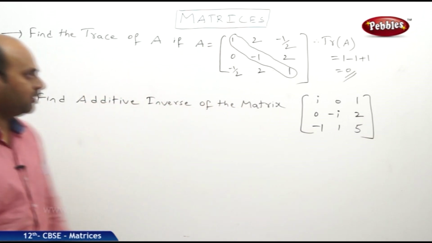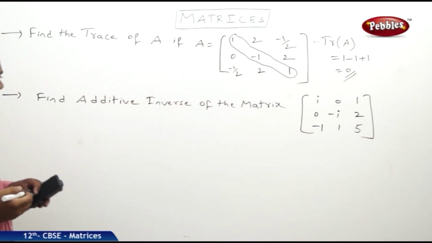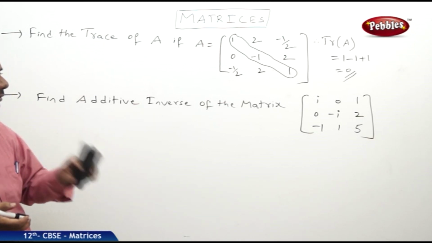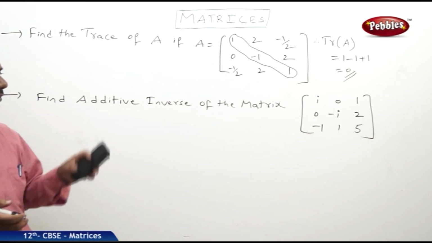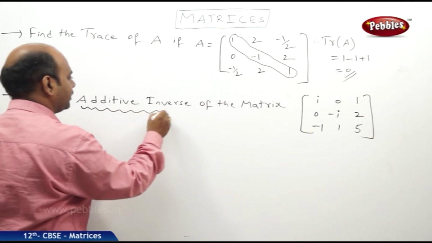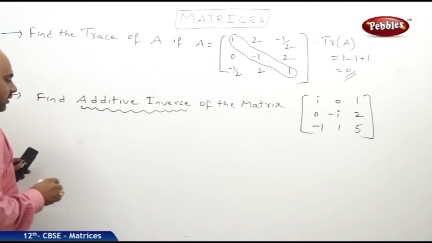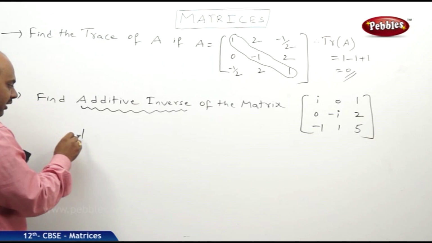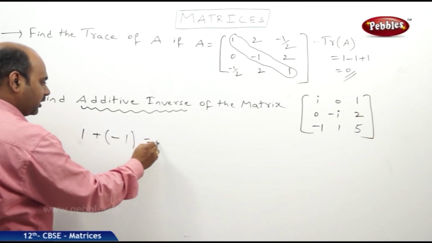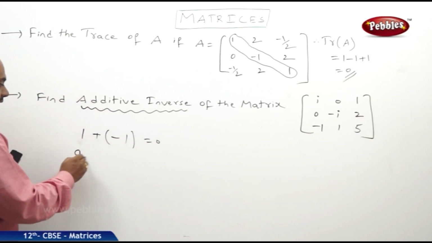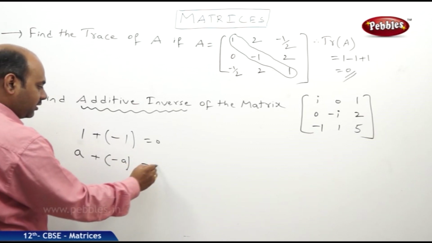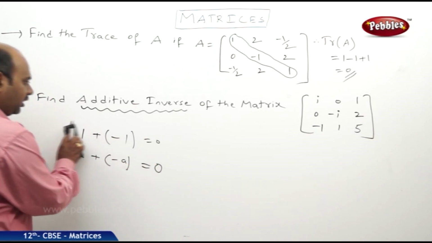Now, coming to the second problem, it's a typical problem. Find the additive inverse of the matrix with rows i, 0, 1 and 0, minus i, 2 and minus 1, 1, 5. Before this, we need to know what we mean by additive inverse. In your lower classes, your teachers might have said the additive inverse of 1 will be minus 1, because when I add both, I need to get the result as 0. If I take an element a, its additive inverse means minus a, because when I add both the elements, I need to get the answer as 0.